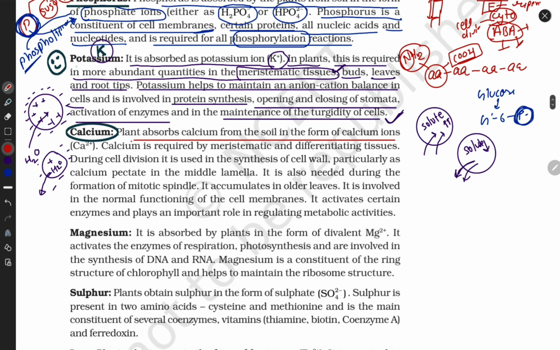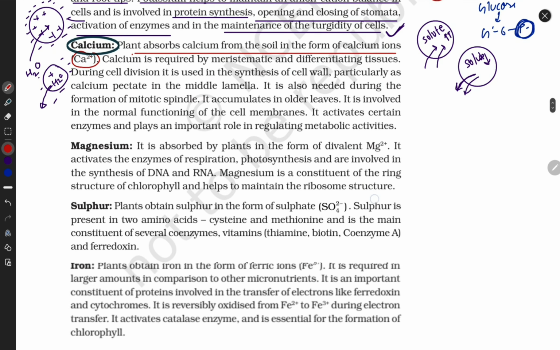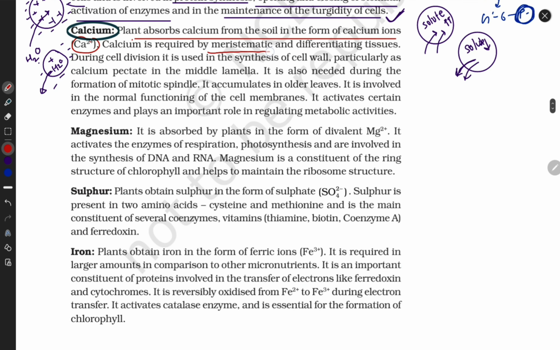Simple. Potassium and calcium are absorbed in their ionic form. Where are they located? They are located in meristematic tissue, like buds, leaves, and root tips. During cell division, calcium is used in the synthesis of the cell wall. Yes, it is responsible for cell wall formation.